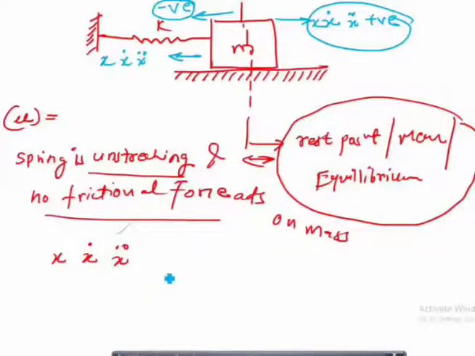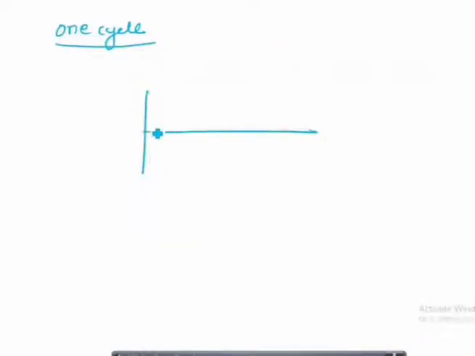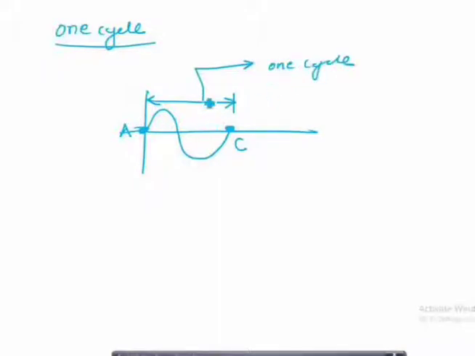Once we have considered this simple Coulomb damping system, let us consider one cycle. Let us say the mass is moving, this is the starting position, from this point A to point C, this is one cycle. One cycle means one complete oscillation.